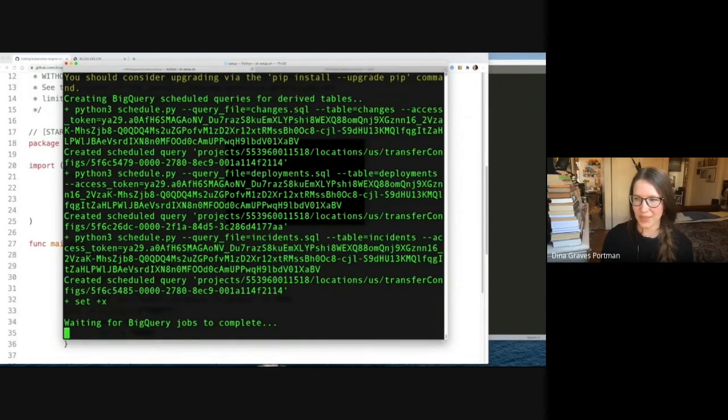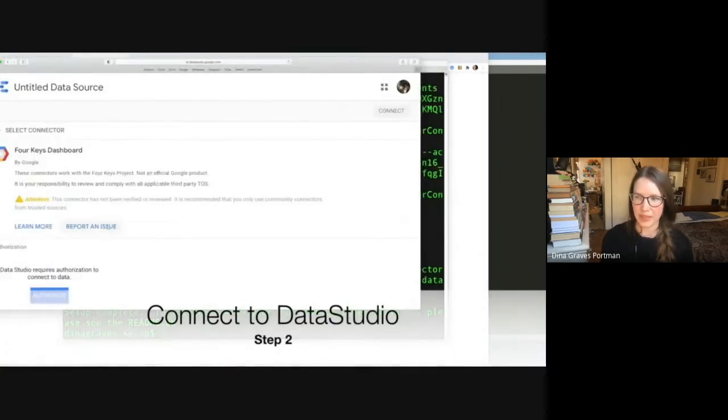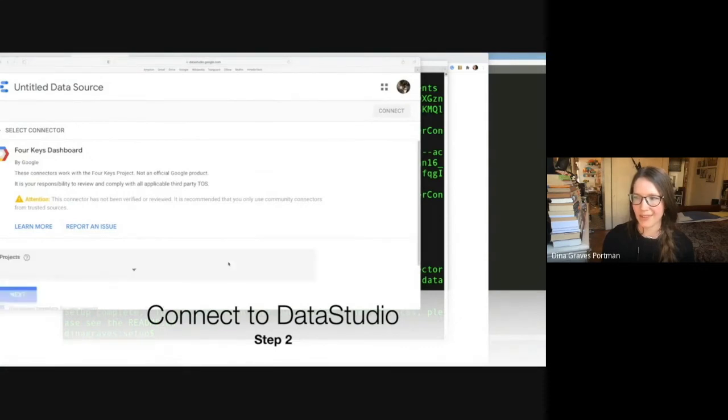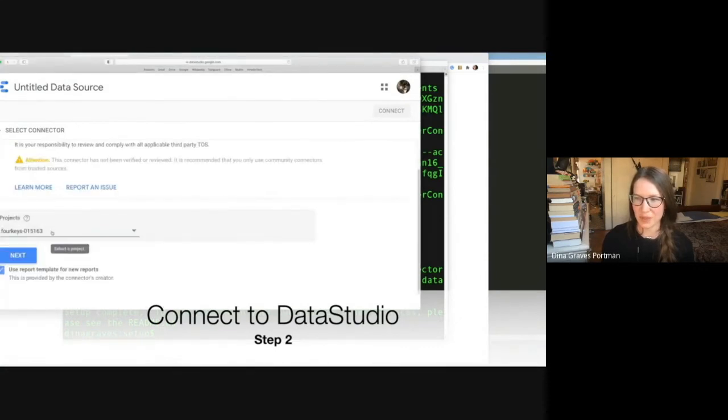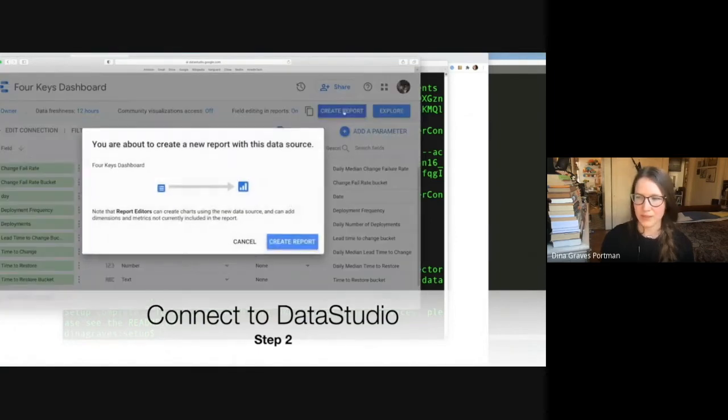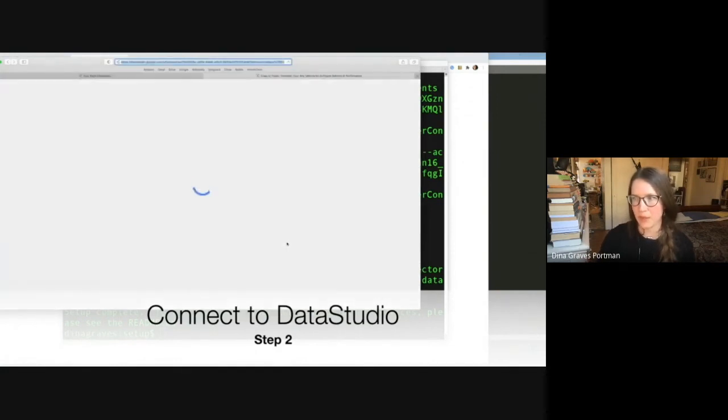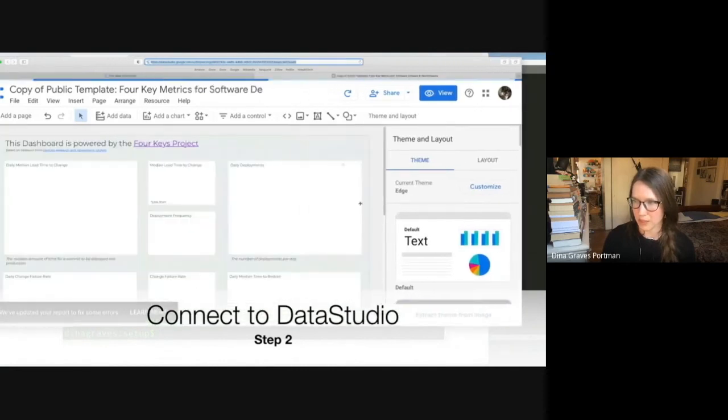And once this is finished, once the BigQuery job's complete, then we are going to walk through the Data Studio connector, which allows us to easily connect this 4 Keys data from our project and Data Studio. So it looks for the projects. There it is. We click connect. It gives you a list of all the fields. Okay. Click create report. And this pulls from a template that we made for the 4 Keys project.